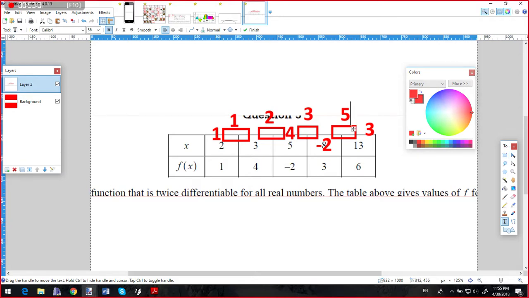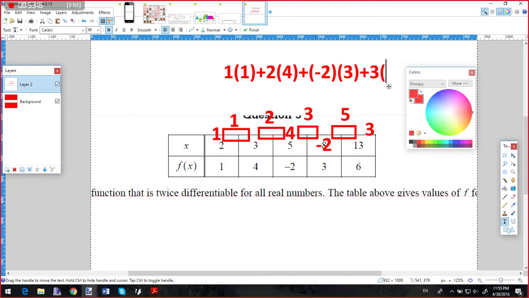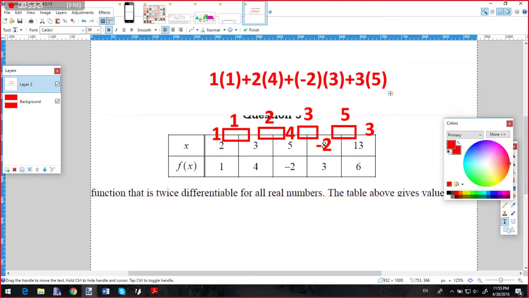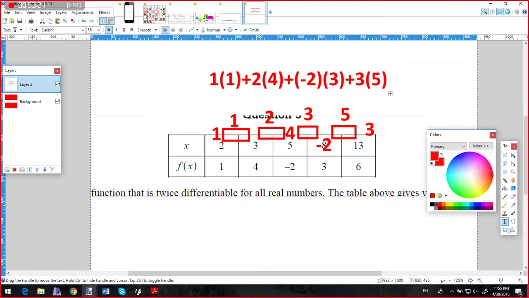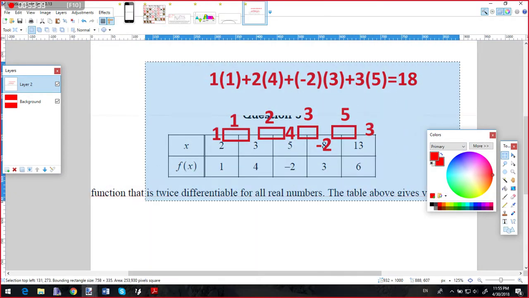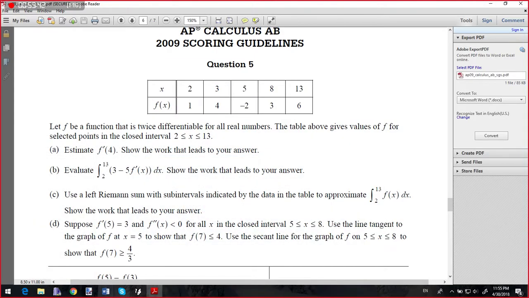If I multiply those bases and heights together, I'll get my areas. So my areas are 1 times 1 plus 2 times 4 plus -2 times 3 plus 3 times 5. So that should give me, this is 15 minus 6 is 9, plus 1 is 10, plus 8 is 18. Okay.